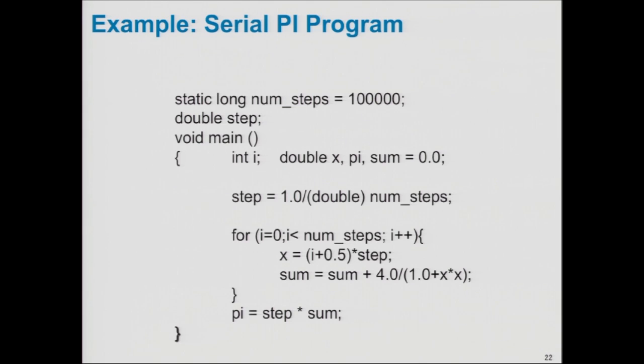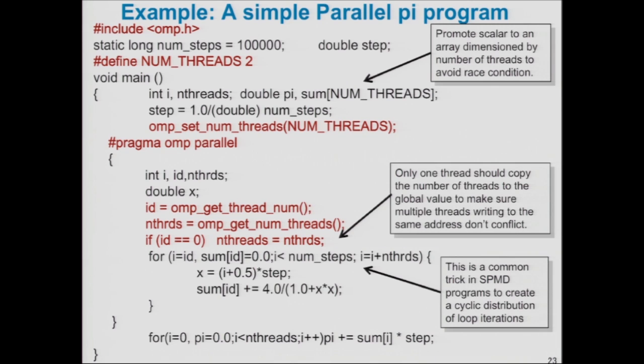So here's our serial program again. And so we can add a bunch of stuff to it. So first of all, we're going to include omp.h so we can actually access those runtime functions. We're going to define a macro that says num threads is 2. We're going to set the number of threads to 2. But we're going to turn this sum into an array in order to avoid race conditions. So we can access it, but we don't have to synchronize every time we do.